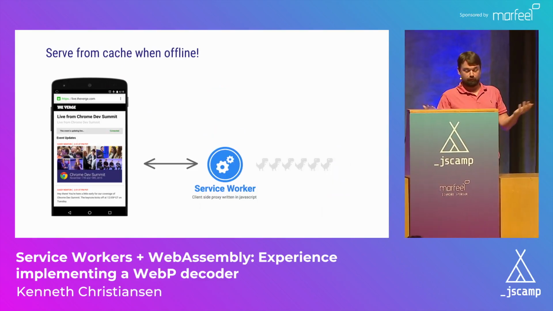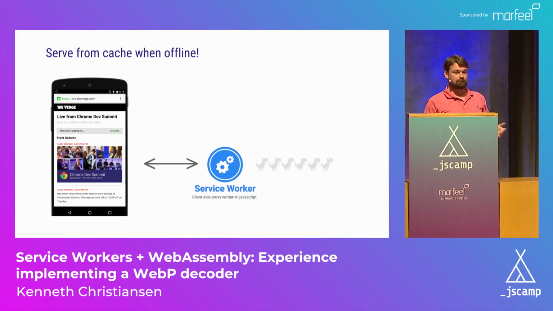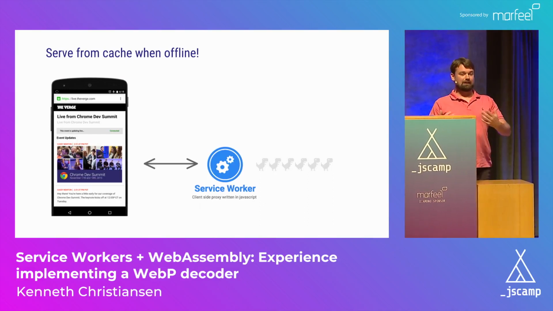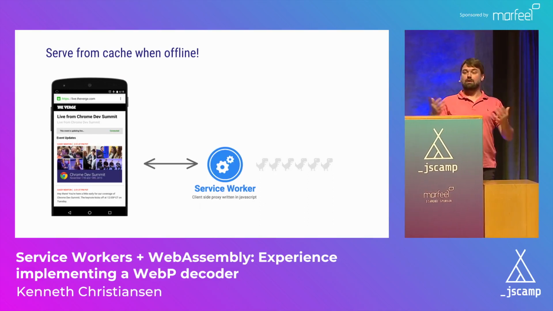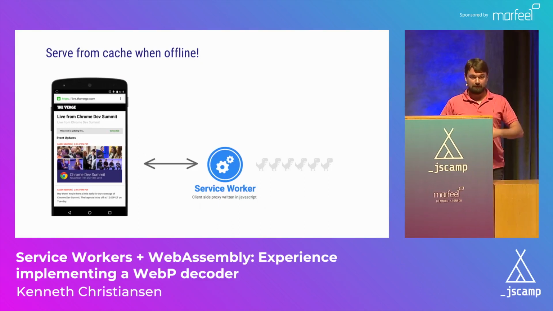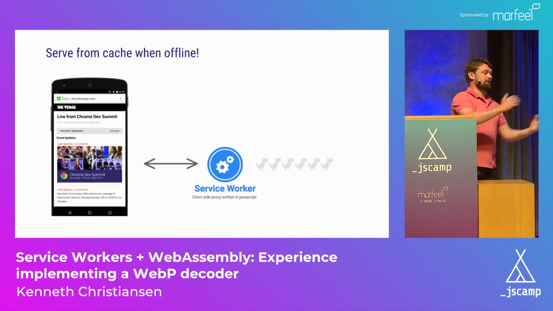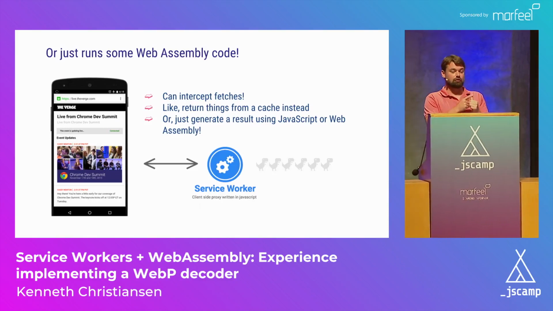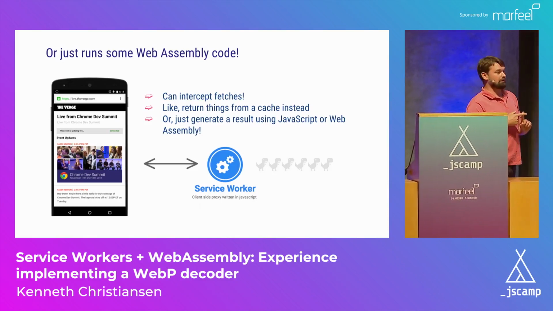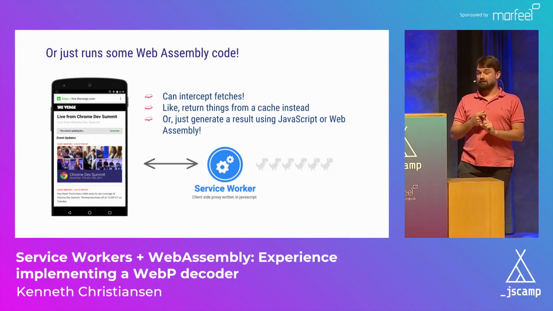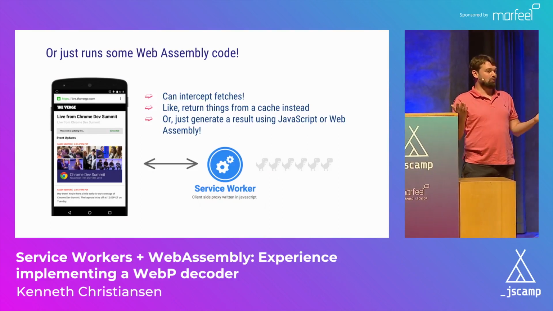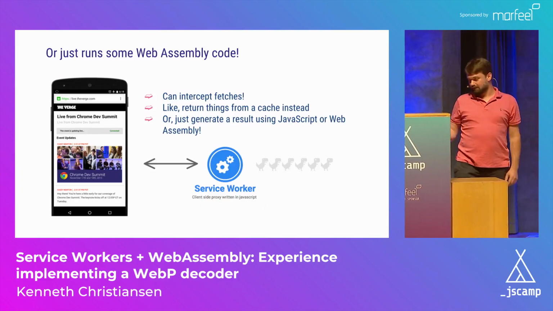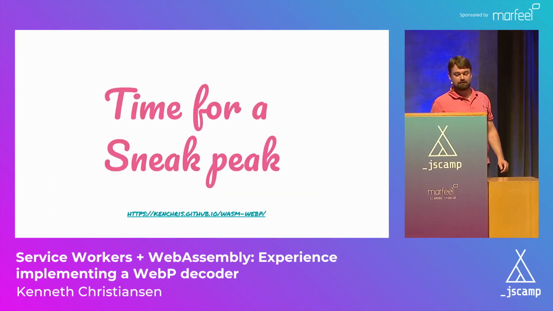So for instance, if you're offline, it's possible for you to get a file from a cache or generate some code or maybe some HTML and send that back instead. So this is so cool. It can intercept fetches. So I can generate something in JavaScript and return that instead, or maybe I could just call WebAssembly code. So I set out to try doing this.